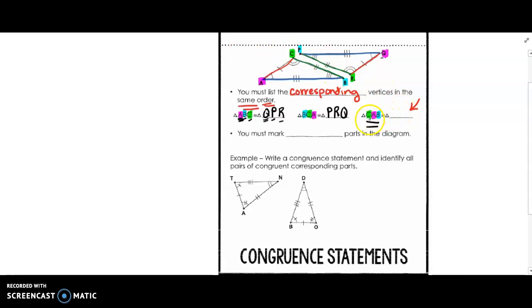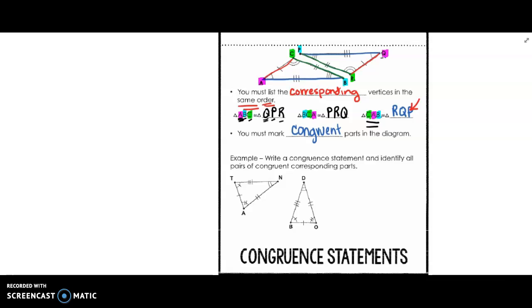All right, so when we do this, C is green, so over here I have R is green, and then I go purple is A, so my purple is Q, and my B is blue, and so is my P. So you should have gotten triangle RQP. Okay, you must mark congruent parts in the diagram.